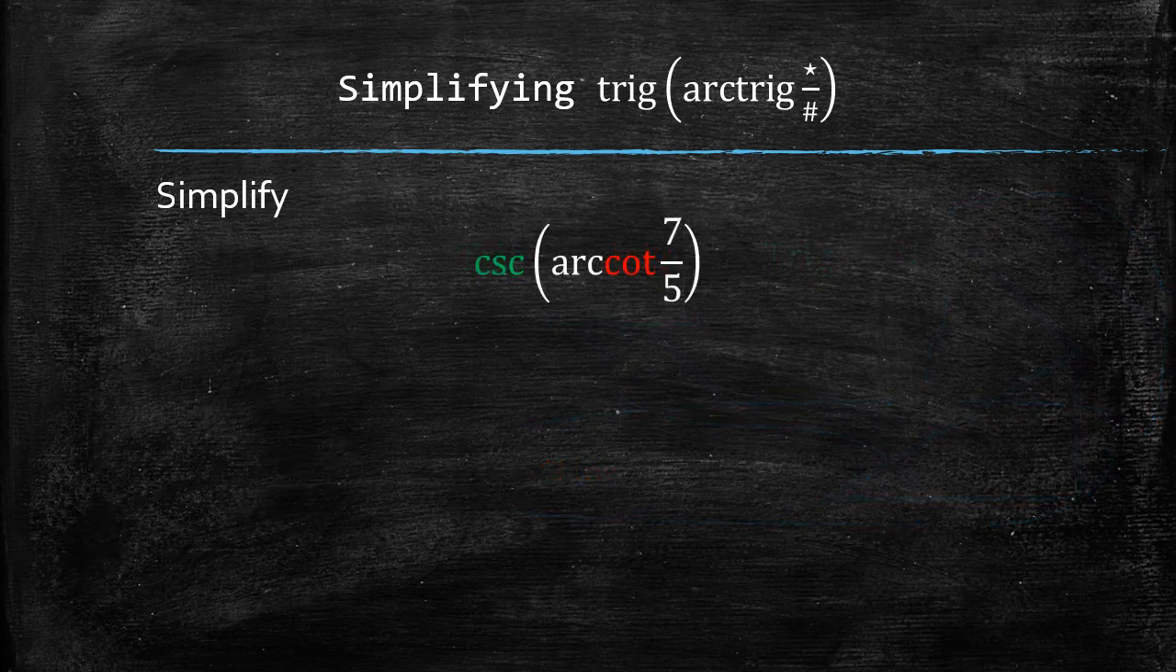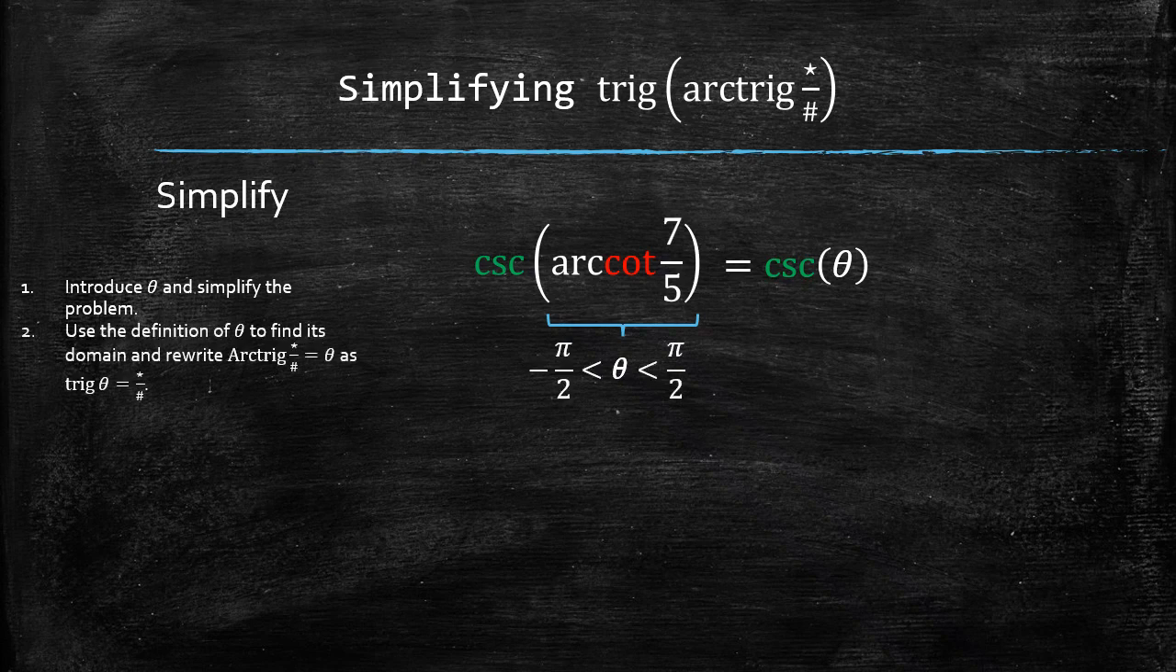So let's simplify the following expression. First, let's introduce theta by labeling everything inside parentheses as theta. The original expression is now very simple in terms of theta. What do we know about theta? From its definition, we know the domain of theta, and we can produce the following statement.